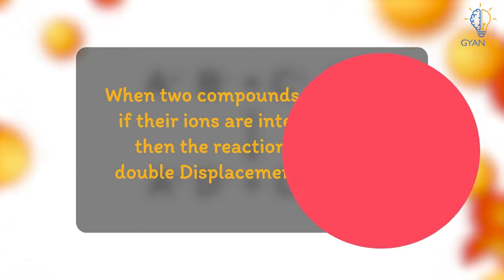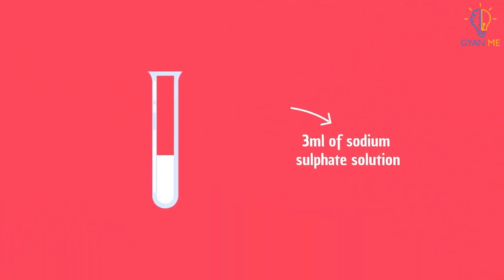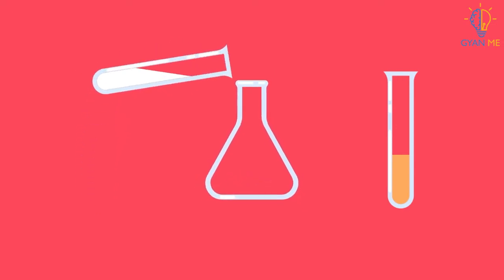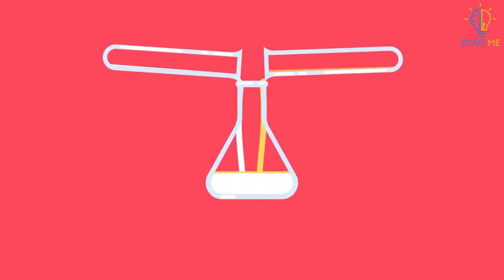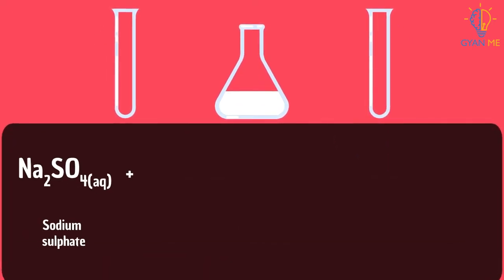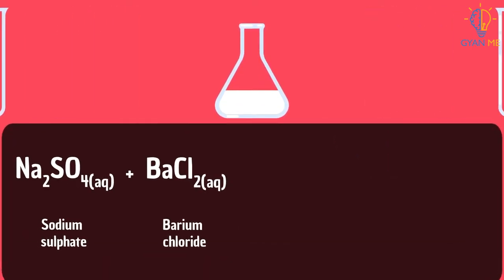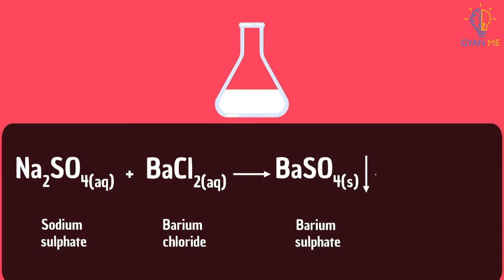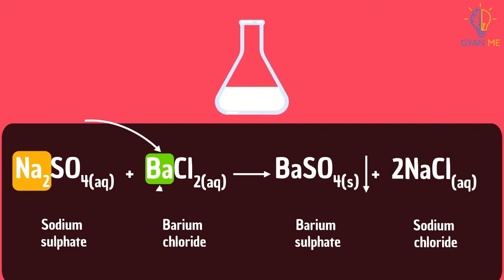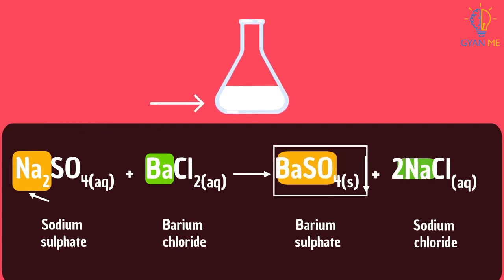Let us understand it with the help of an experiment. Take 3 ml of sodium sulfate solution in a test tube and take 3 ml of barium chloride solution in another test tube. Mix the two solutions. What is happening here? Let us understand this with the help of a chemical equation. Sodium sulfate plus barium chloride gives barium sulfate plus sodium chloride. As per the equation, sodium sulfate is reacting with barium chloride and forms barium sulfate and sodium chloride.